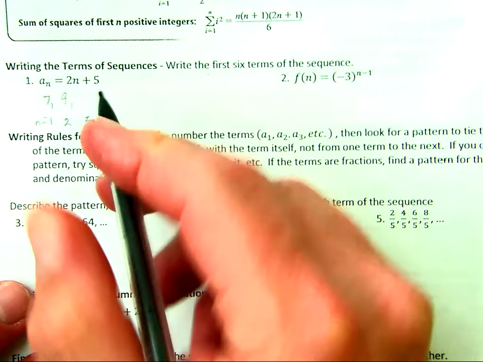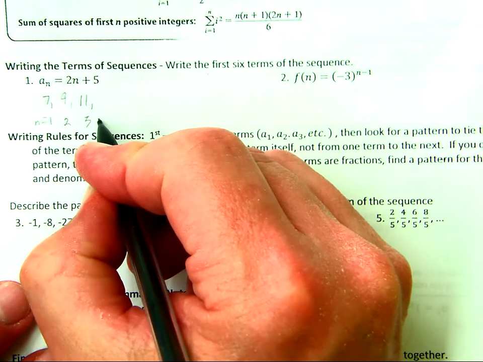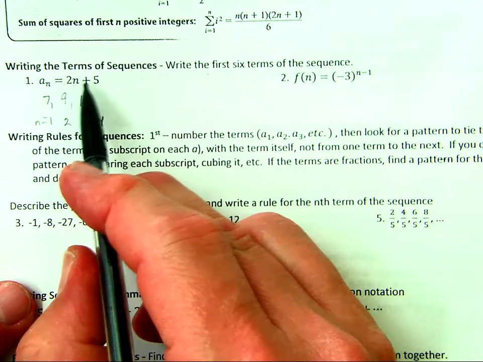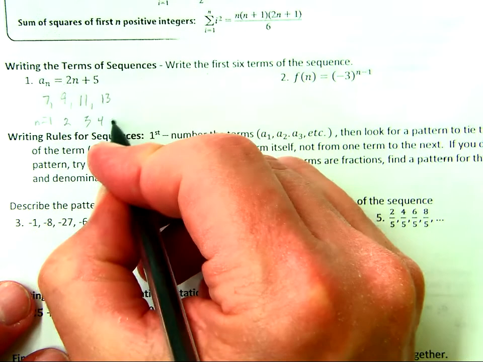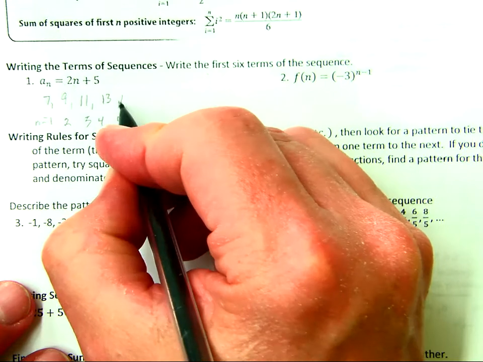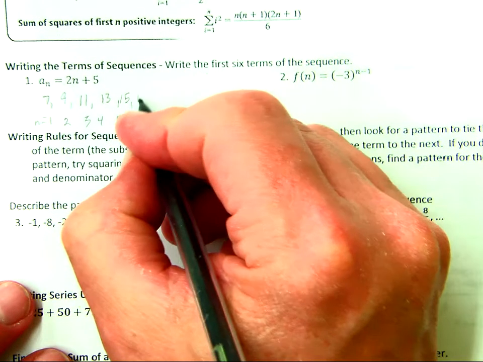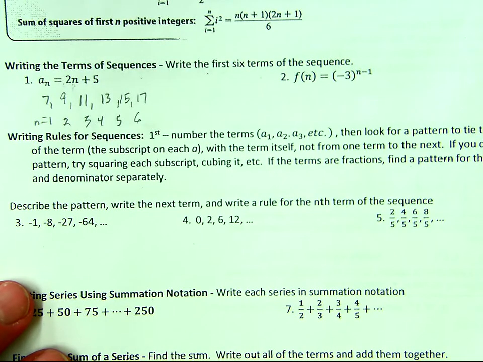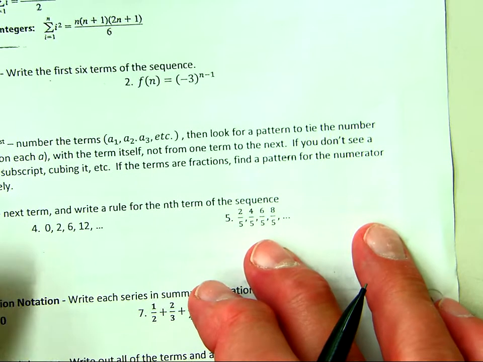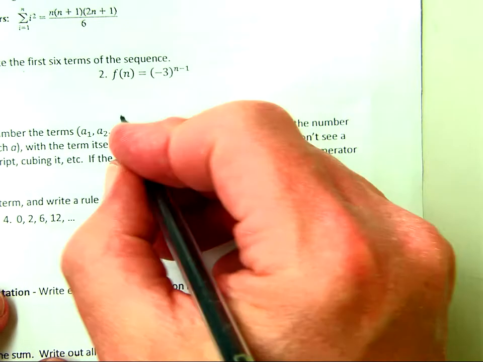n equals 3. 2 times 3 is 6, plus 5, 11. n equals 4. 2 times 4 is 8, plus 5 is 13. n is 5. 2 times 5 is 10, plus 5 is 15. And n is 6. 2 times 6 is 12, plus 5 is 17. So that's how you use the term formula, a sub n, to find the term. You just plug the n numbers in. Same way with number 2. Now this one's a little bit trickier because the n is up in an exponent, but it's the same idea.